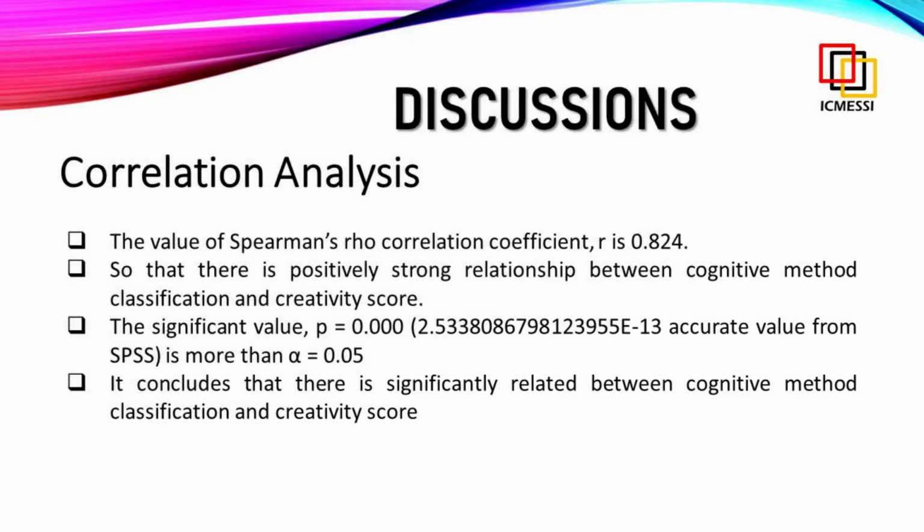From the data analysis, the value of Spearman's rho correlation coefficient is 0.824, so there is a strong positive relationship between cognitive method classification and creativity score. The significance value is 0, less than alpha, which proves that the data support there is a correlation between cognitive method classification and creativity score. It concludes that cognitive method classification and creativity score are significantly related.